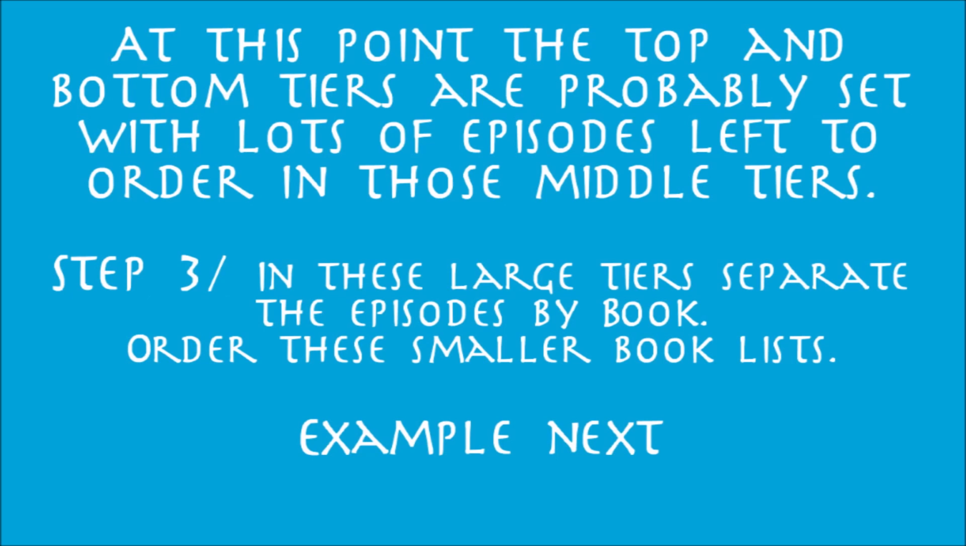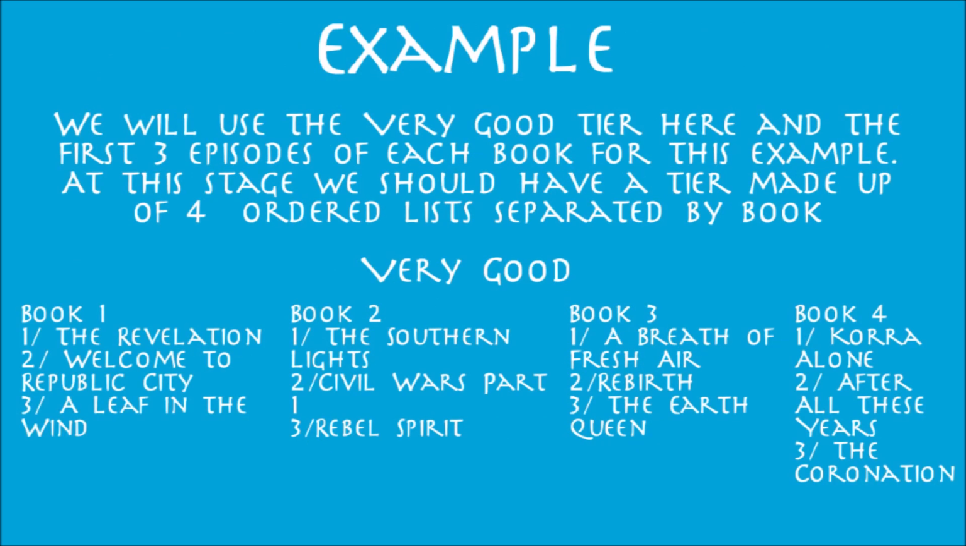For this example, we're going to use the very good tier, and again, it's a complete example, I just made this up, with the first 3 episodes from each book. What I have here is a basic example, which I think roughly applies to my list: in book 4, Korra Alone is one of the best episodes, so that's rated above the first episode, and so on. That's how I do it. That's my very good tier. It's those 12 episodes, and I couldn't order all 12 at the same time, so let's do 4 separate lists. And it's much easier that way because it's easy to rate episodes against each other in the same book, because you know where the important episodes are.